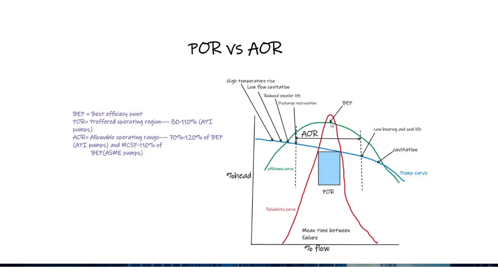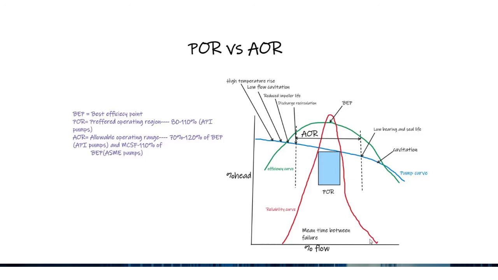Over this green line, the point where the maximum efficiency is achieved is basically called the best efficiency point, and the point corresponding to the same one on the pump curve is also called the best efficiency point. That will be the operating condition of the pump, where the pump will work with the maximum efficiency.